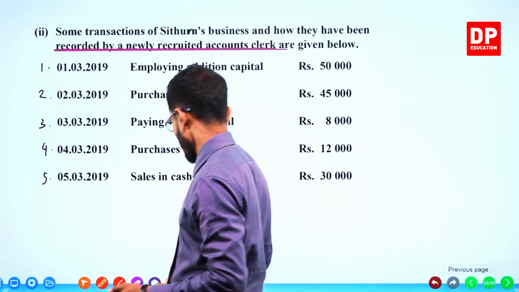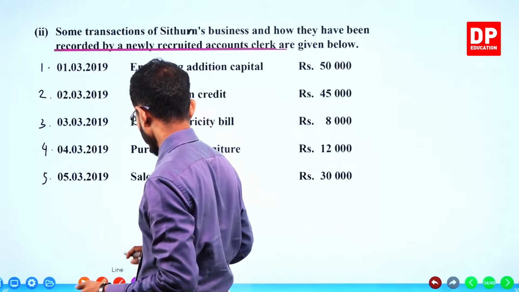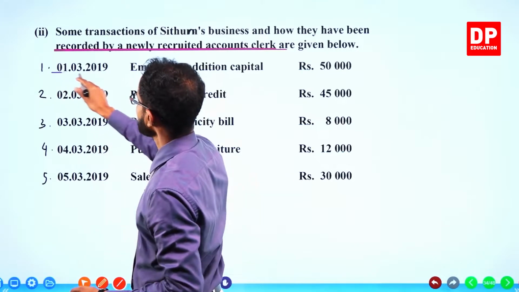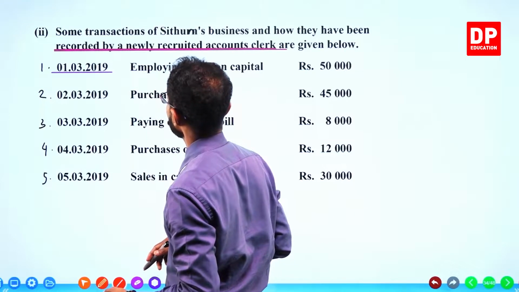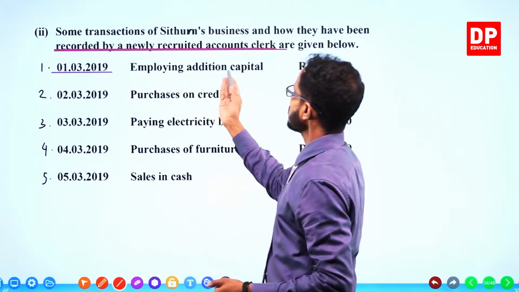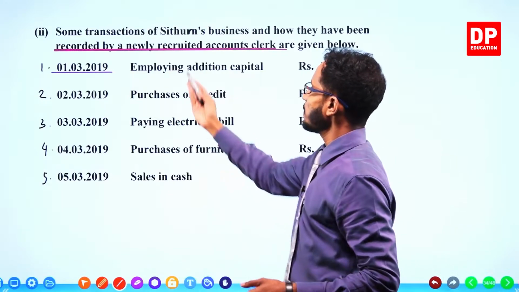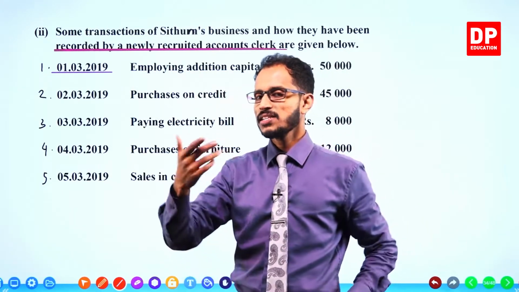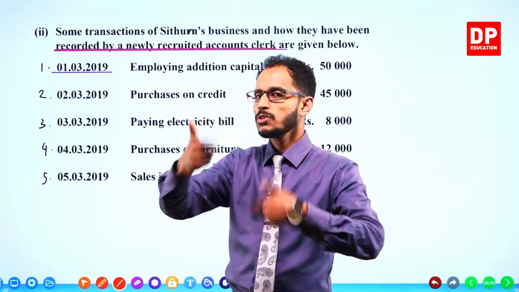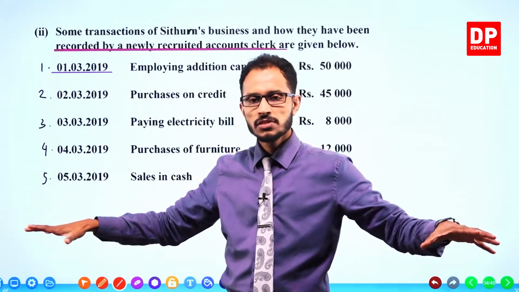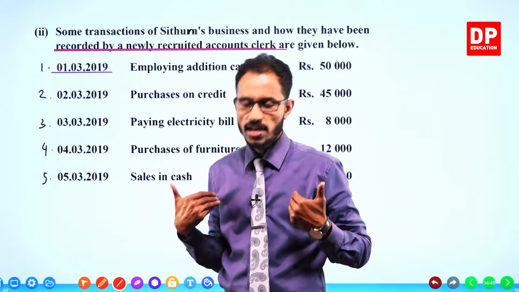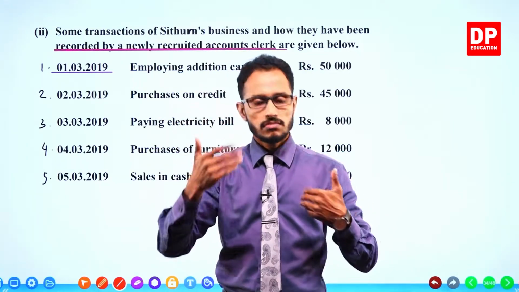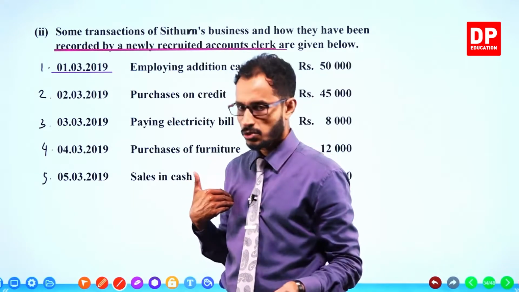First transaction, number 1. First March. Employing additional capital of 50,000. What is the double entry? Who is employing additional capital to the business? The business cash. We are the accountants of this business, Situm's business. You are the accountant.